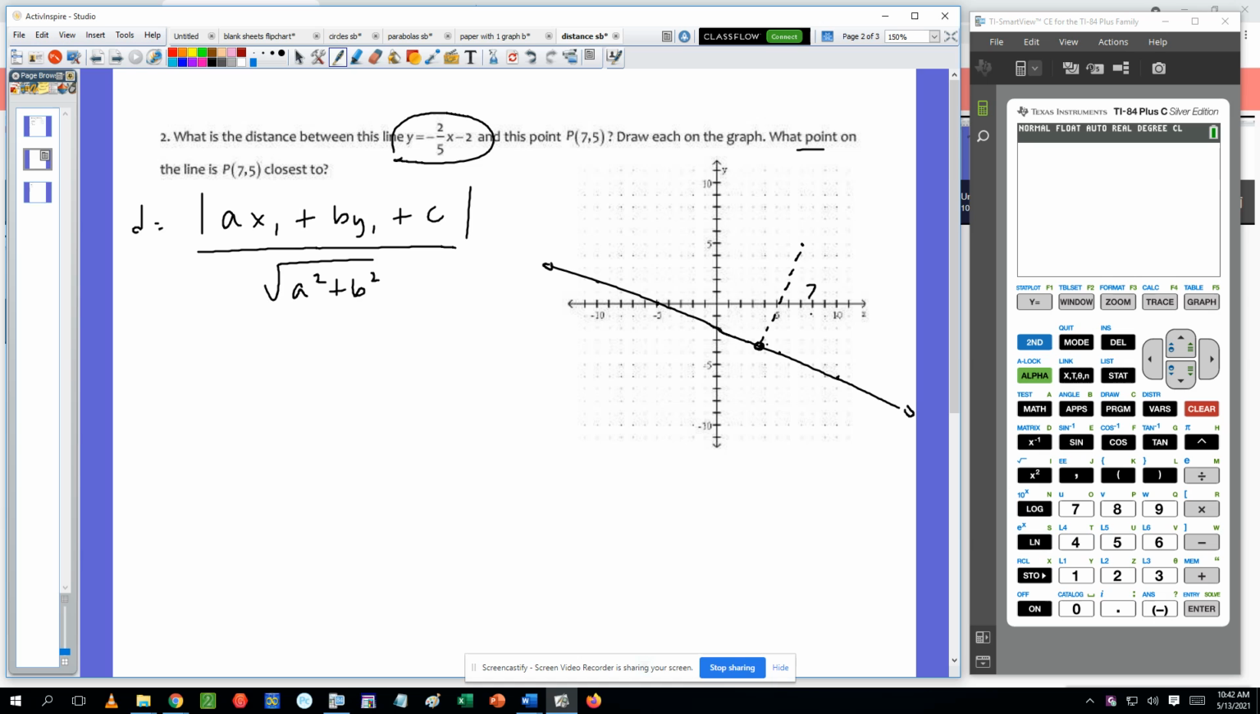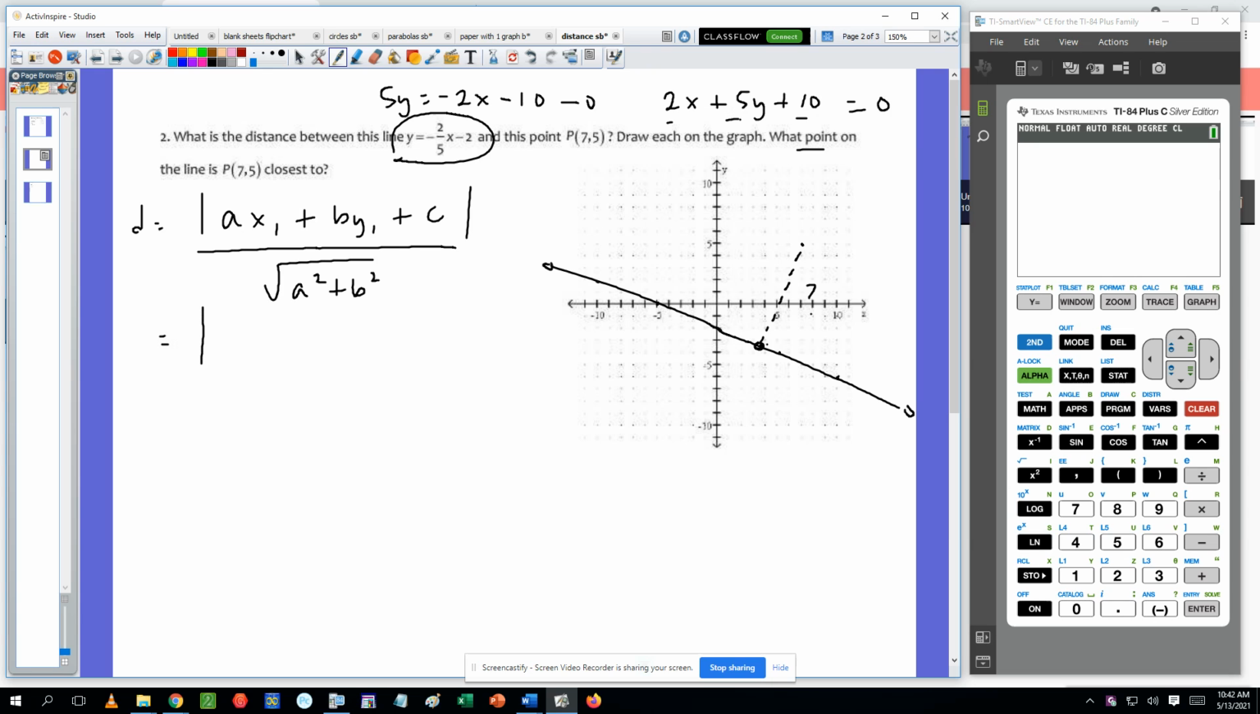So to put it in general form, let's first of all get rid of the fraction. I'm going to multiply everything by 5, cancel the 5, and I want to change this to where it is equal to 0. So I'll take the 2x over and the 10 over. I'll add the 2x over, the 5y is already there, and I'll add the 10 over. So the A is the 2, the plus 5 is your B, and the plus 10 there is your C.